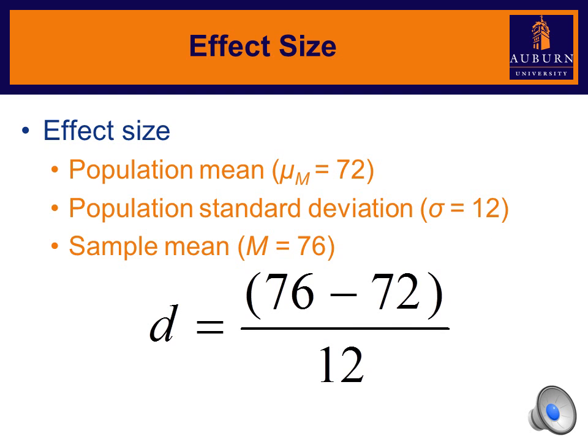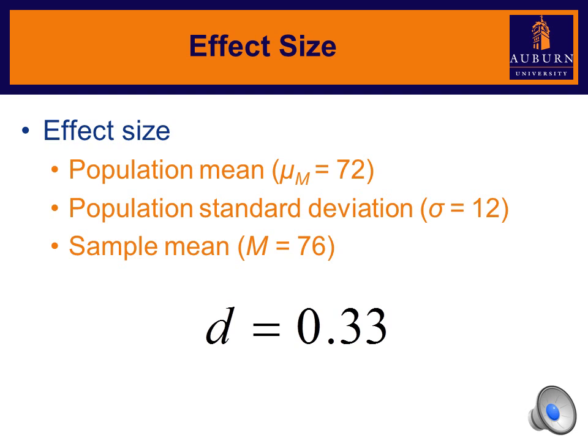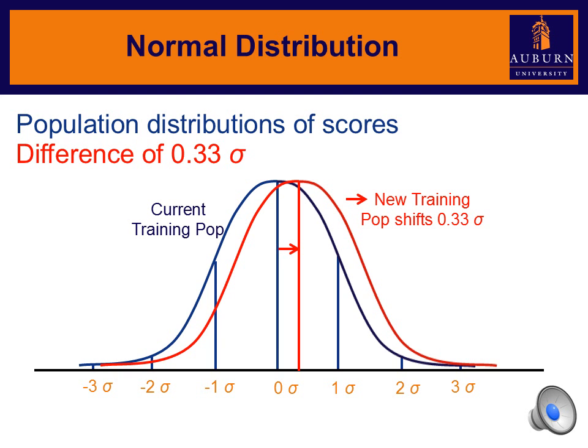If we plug in the numbers from our scenario, we put our mean of our sample of 76, we subtract the performance rating mean of the population, which is 72, and we divide by 12, then we'll get our effect size. Remember, 12 was our standard deviation. We end up with an effect size of 0.33. Of course, that's just a number, so what does 0.33 represent? Well, in this case, 0.33 is the effect size, and it represents the shift in the population distribution of scores.